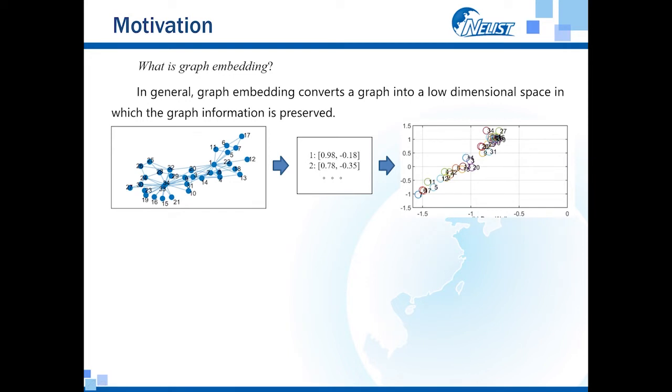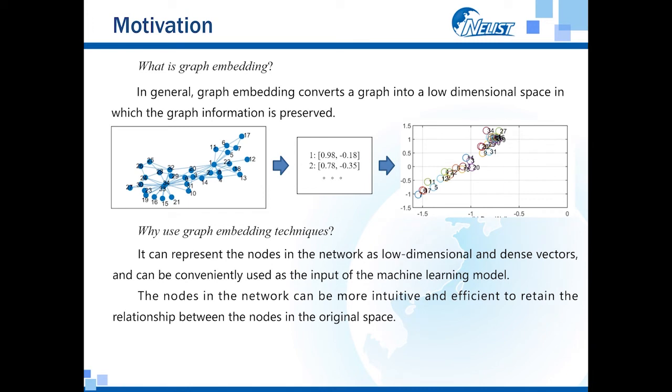The second question is, why use graph embedding techniques? Because it can represent the nodes in the network as low-dimensional dense vectors, which can be conveniently used as the input of machine learning models. Graph embedding is a distributed representation scheme for nodes. The nodes in the network can more intuitively and effectively retain the relationships between the nodes in the original space.